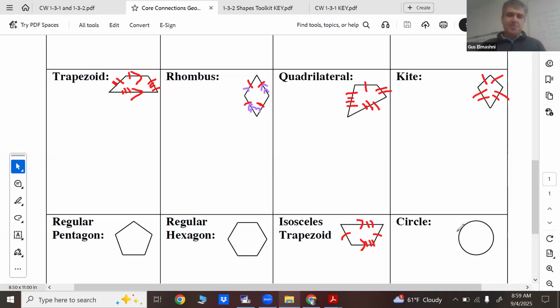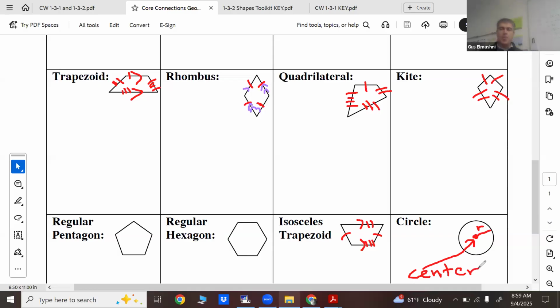A circle, it's not a polygon. What do you call this segment I just drew? There you go. That's it. Yep. And what do you call this middle point here? That's the center. It's the center of the circle.